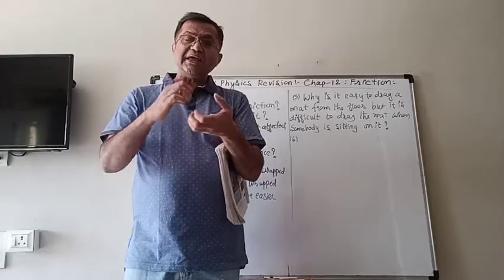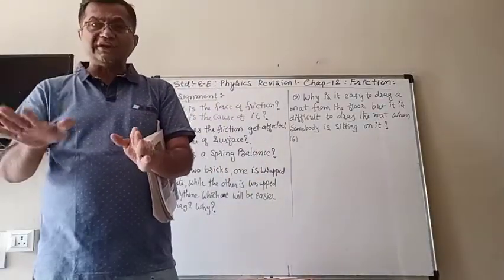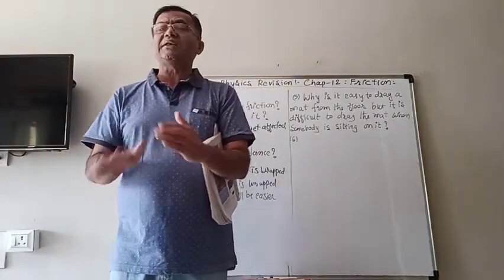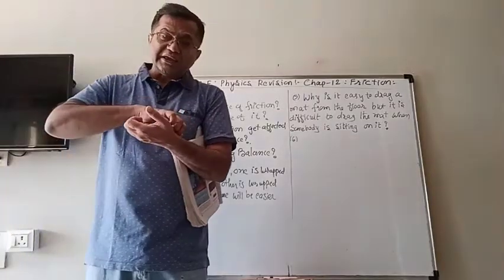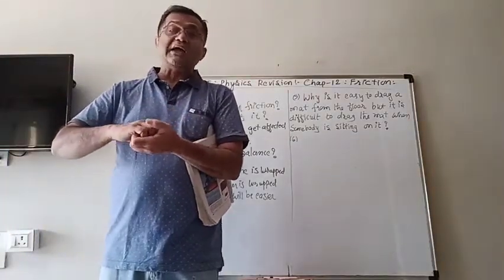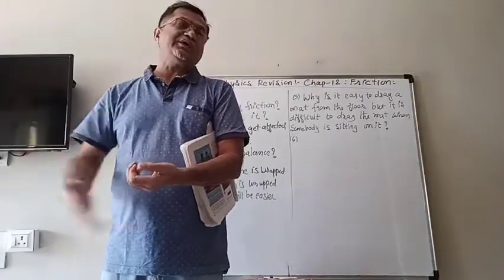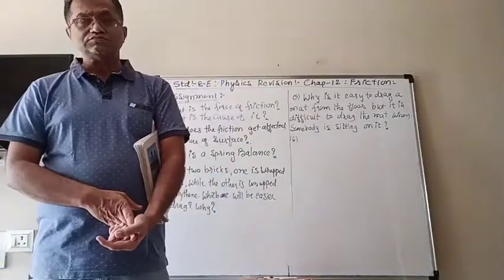So irregularities means ups and downs, like mountains and valleys. In rough material there are so many of this type of ups and downs, and therefore they can interlock each other very quickly, and therefore it is not easy to keep that speed, and therefore it slows down very quickly.